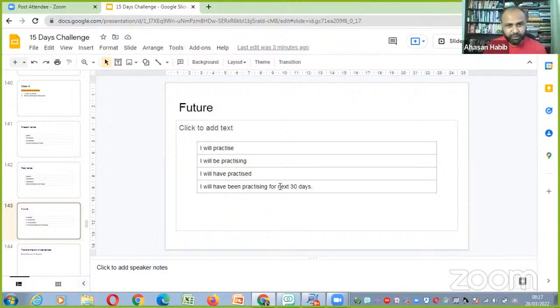Please type in the chat box very quickly. Using the future form: I will practice, I will be practicing, I will have practiced, I will have been practicing for the next 30 days. So now this is how you need to practice. You need to take one sentence. For example, I speak English, then make 12 sentences, right? Then I attend class, make 12 sentences. I drink tea, make 12 sentences. I learn English, make 12 sentences.